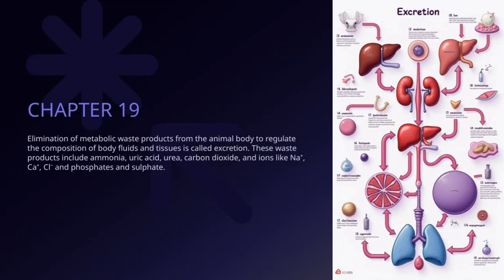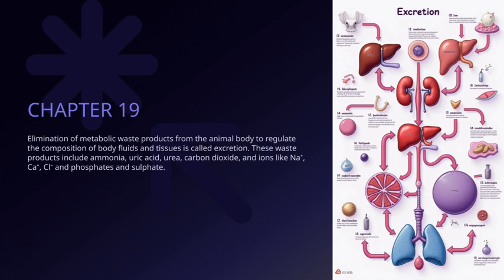Today, we're going to explore the concept of excretion, which is essentially the process by which animals eliminate metabolic waste products from their bodies. This process is crucial because it helps regulate the composition of body fluids and tissues, maintaining a healthy internal environment. Now, the waste products that need to be excreted include substances like ammonia, uric acid, urea, and carbon dioxide. Each of these has a specific role and importance, depending on the animal's physiology.